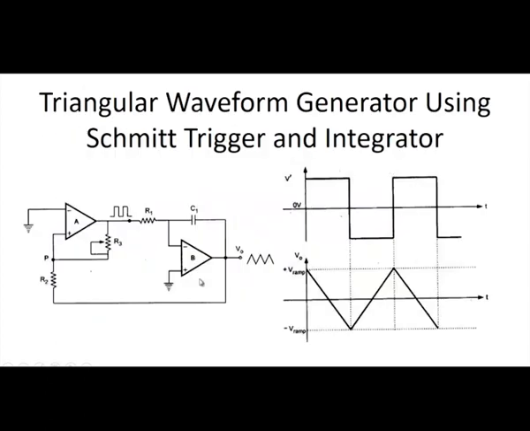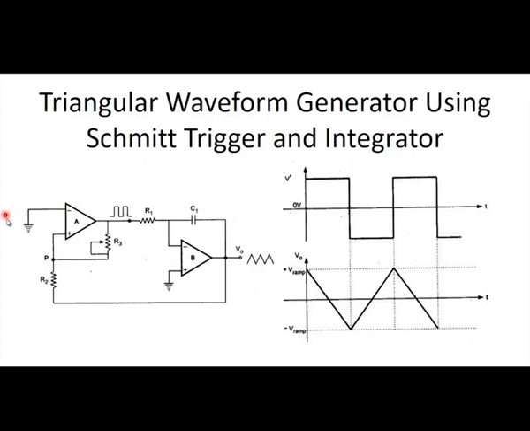The next one is the triangular waveform generator using Schmitt trigger and an integrator. This is the circuit setup of the triangular waveform generator using the Schmitt trigger and integrator. We know that the Schmitt trigger switches the output between plus or minus V saturation, and for the Schmitt trigger, otherwise known as regenerative comparator, we normally give the input to the negative terminal of the operational amplifier.